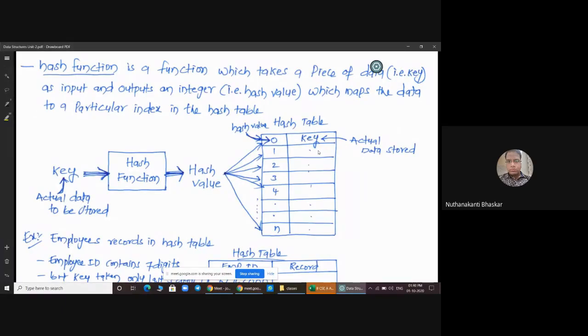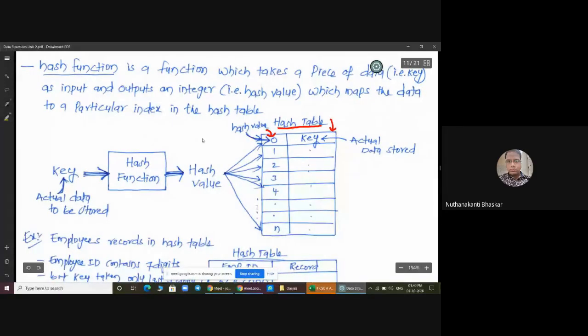Yes, sir. I already told you very clearly yesterday, but again I am giving some information. You know that this is the hash function. This is the hash table. The hash table is divided into two parts. One column is for the hash value. Another column is for the actual data we are going to store.